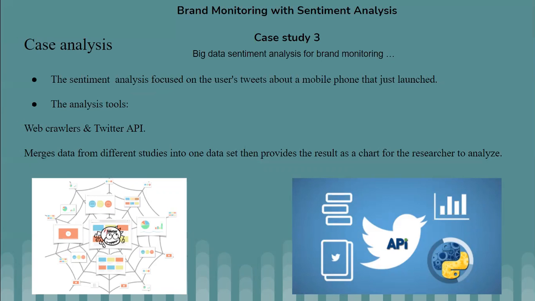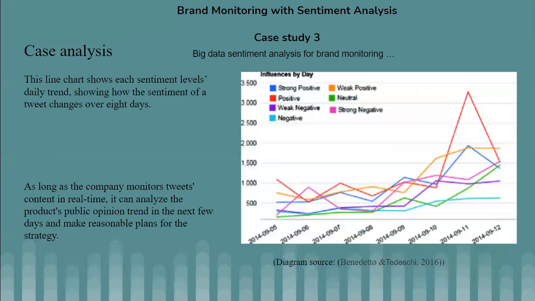As you can see on my right side, this line chart shows each sentiment level's daily trend, showing how the sentiment of a brand changes over 8 days. After the brand held a new marketing campaign on September 10, we can see that weak positives begin to rise significantly and almost reached 5,000. At the same time, you can see that negative tweets have also declined, which shows that the marketing campaign has successfully attracted people's attention to the product and had a positive impact.